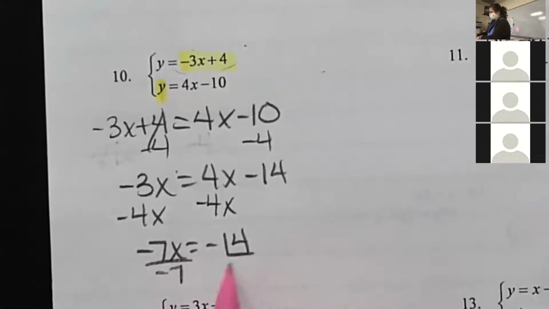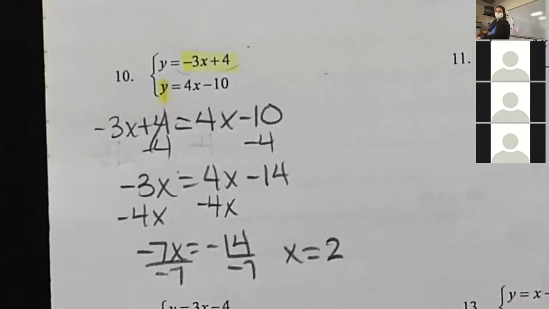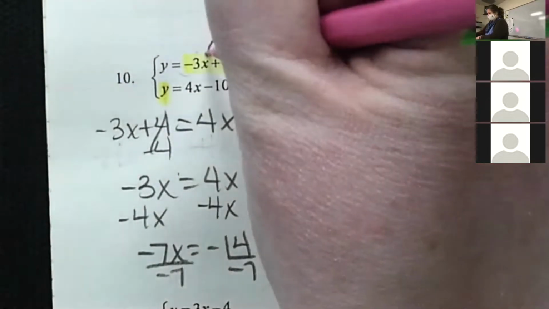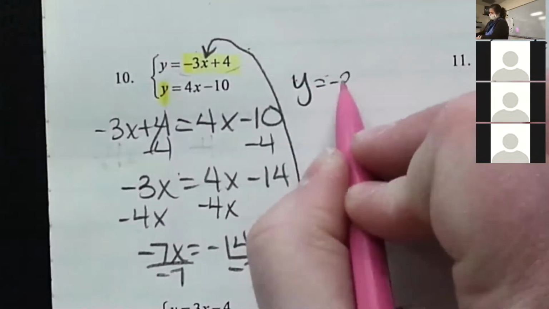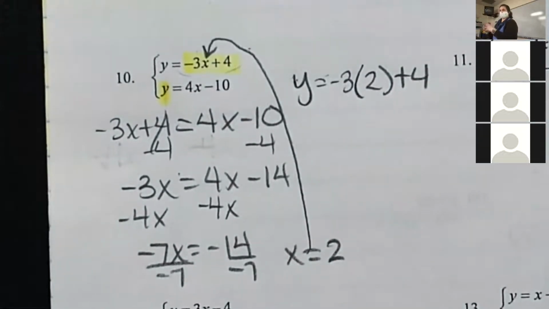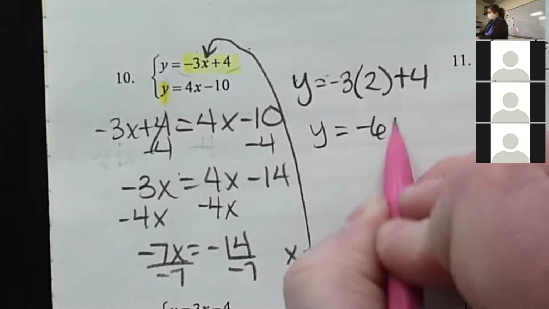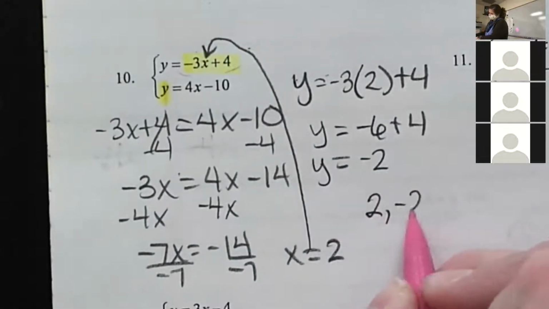Divided by -7. x is what? 2. Okay, does it matter which one I plug it into? No. Okay, doesn't matter because it has to work out in both in order for it to be correct. So y equals -3 times 2 plus 4, because I'm just replacing that x with that 2 because we know that's the solution. -3 times 2 is -6. So -6 plus 4 gives me what? -2. x comma y, 2, -2.